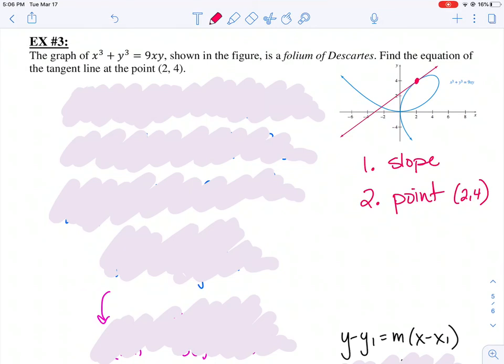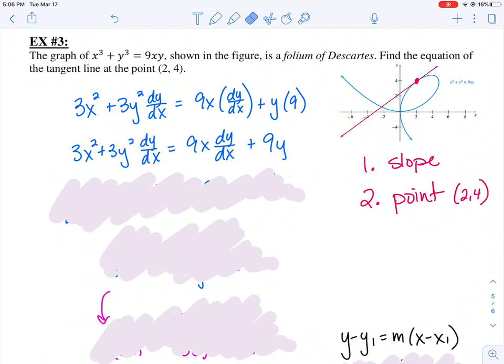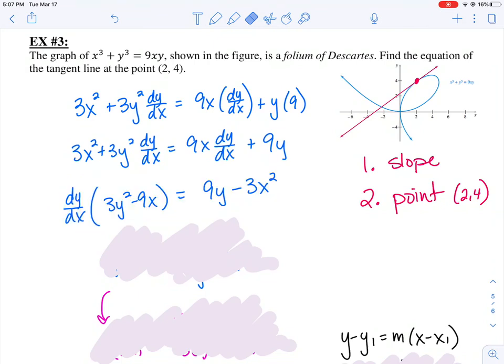Pause the video, practice this one, and see if you get the same derivative as me. All right, does yours look like mine? Remember, it looks like there's a little bit of a product rule on that right side there. Don't forget your dy over dx anytime you find the derivative of a y with respect to x. Let's clean it up a little bit. Let's move our dy/dx terms over to one side. Let's move everything without a dy over dx to the other side. Let's GCF out that dy over dx, and then let's divide so that we can solve for dy/dx.